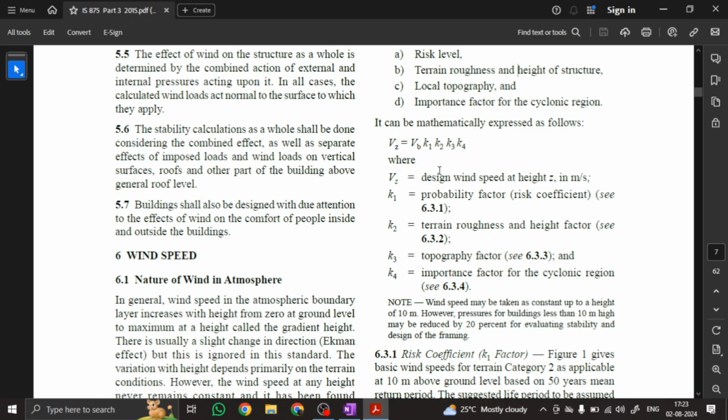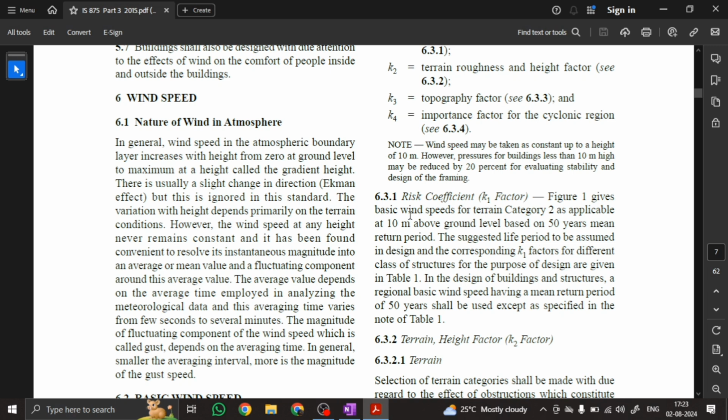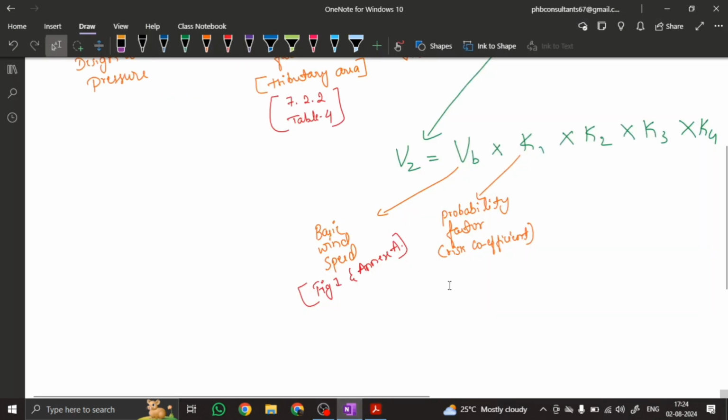What does the code say? Clause 6.3.1, risk coefficient, K1 factor. Figure 1 gives basic wind speeds. You can read this one. I will explain in the next session how to take this for our building. Where we have to see this: 6.3.1.